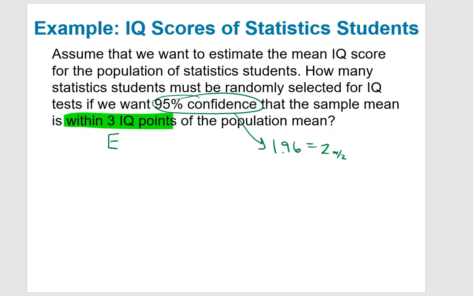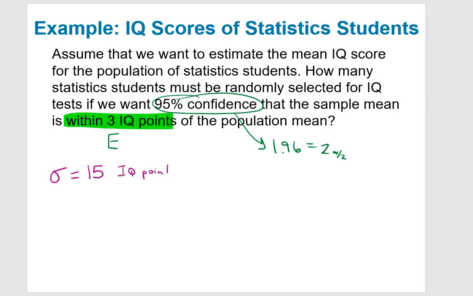All right, now my standard deviation. Do I know the standard deviation for the population? It doesn't give it to me here. However, I can go find it. I could go look that up, because there is a lot of information about IQ tests. If you look it up, you will find that the standard deviation for IQ is 15 IQ points.